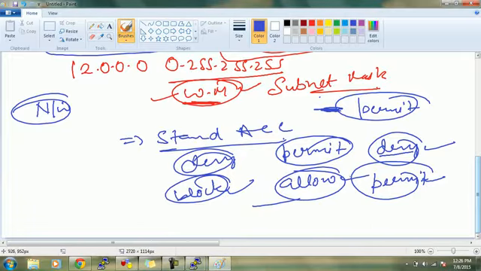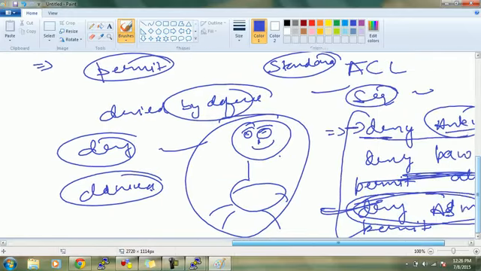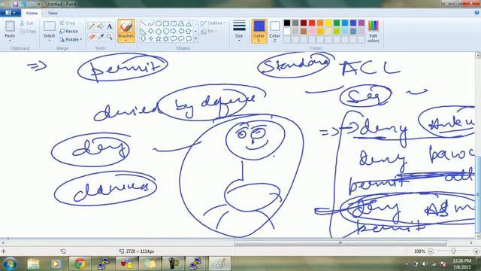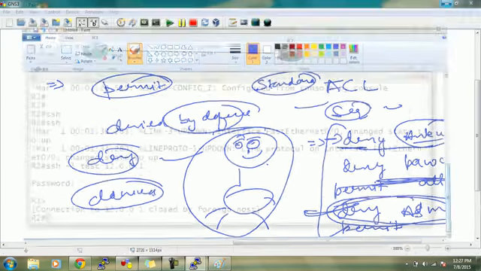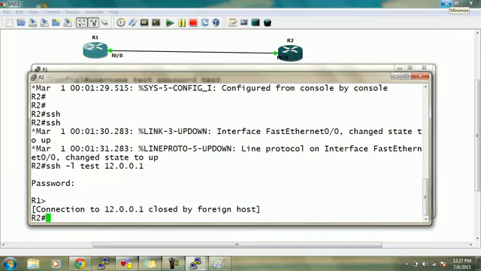So next thing, there is a rule. If I permit anything, all other things will be denied. If I deny anything, all other things will be denied. So please keep in mind, if you have deny statements, a permit statement must be at the end. Clear? Then all other things will be permitted.